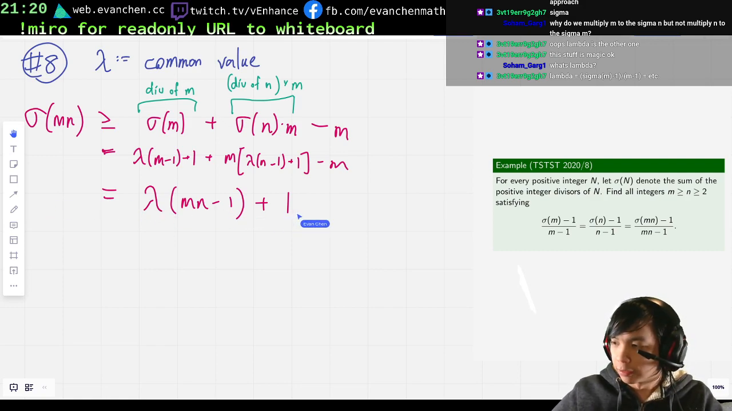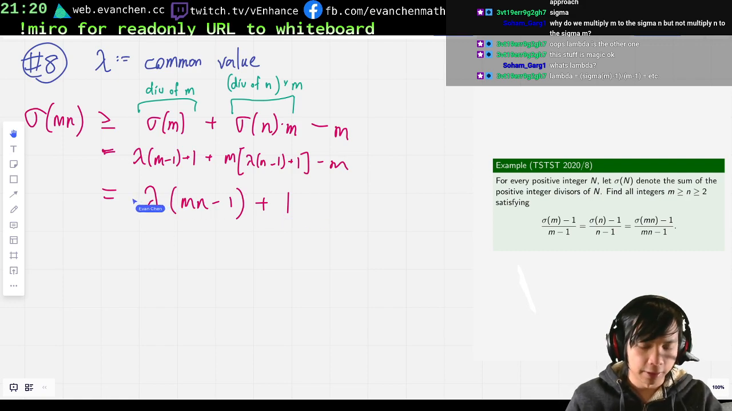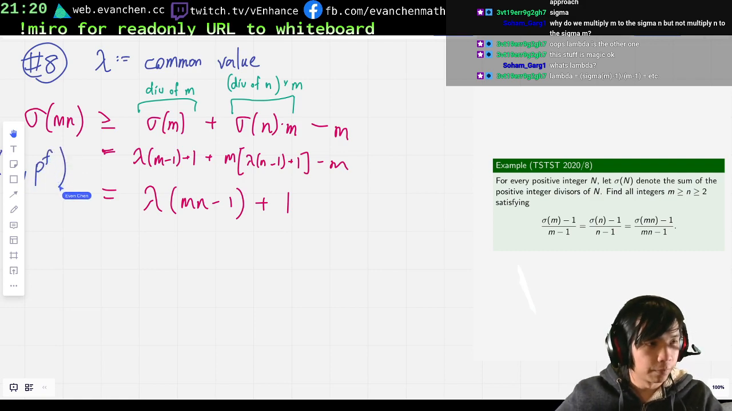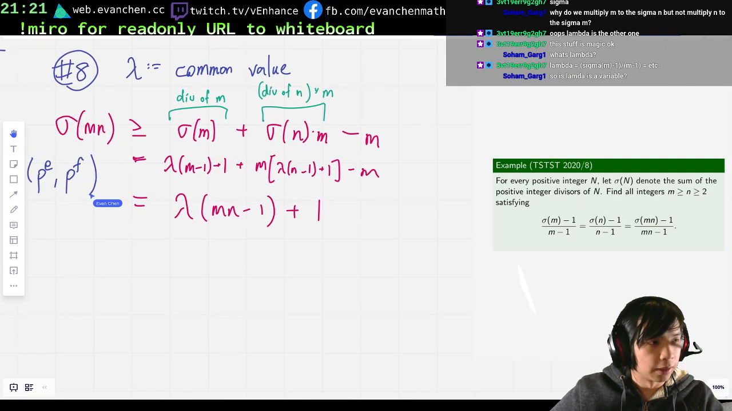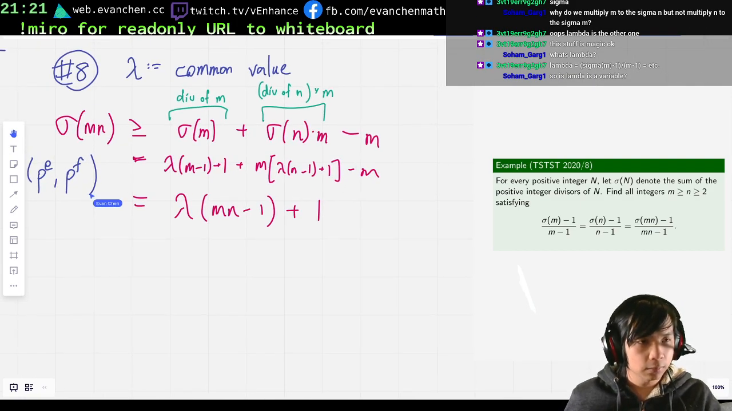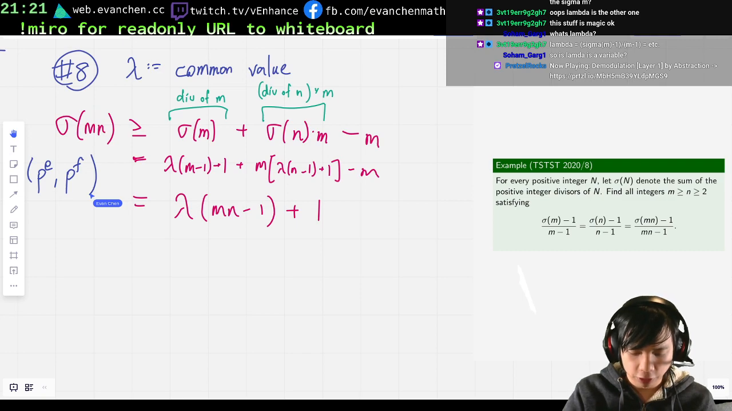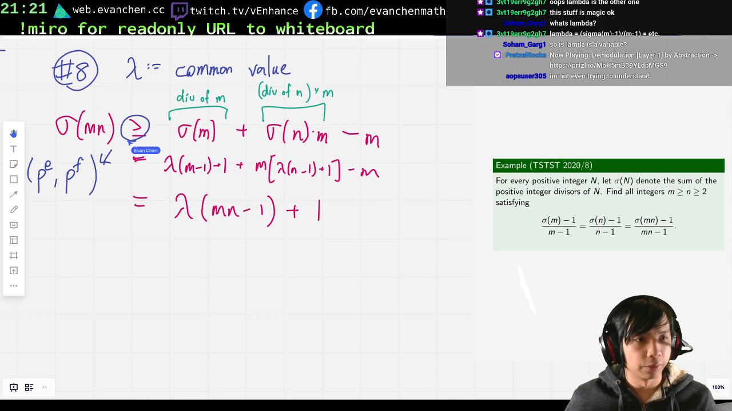Lambda is the common value, so there are these equations that are equal, and I'm going to let the common value be equal to lambda. Yeah, this looks like a miracle unless you know what the answer is, and the answer is that if m is the power of a prime and n is the power of the same prime, it will always work. And that's why this estimate makes sense to do, because it's preserved at equality. When m and n are of this shape, then this greater than or equal to sign is actually an equal sign.